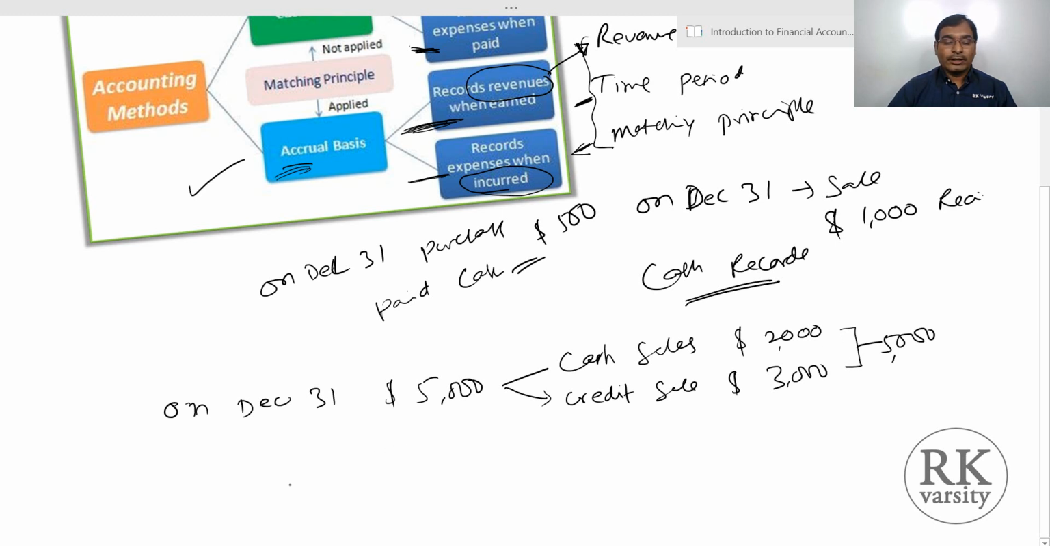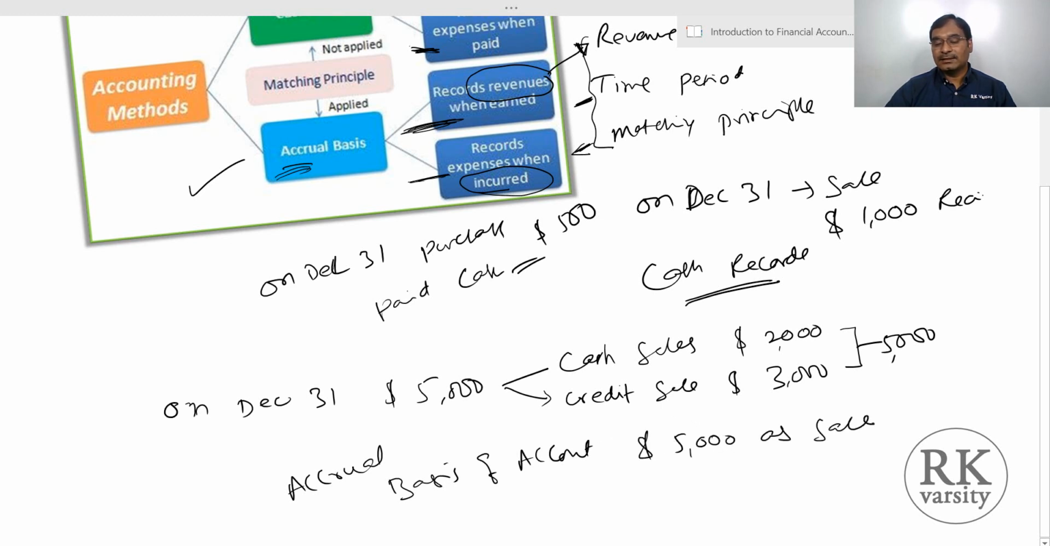So according to our accrual basis of accounting, we recognize total $5,000 as a sale. That means 2,000 is the cash received and the remaining 3,000 is to be received, that is your receivables. So both are assets, cash is an asset and receivables are an asset, and the total 5,000 is shown. That is, the revenue is recognized when it is earned.